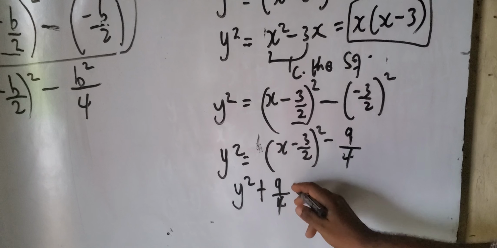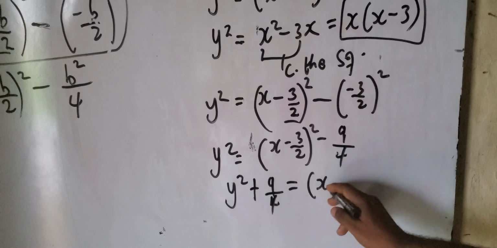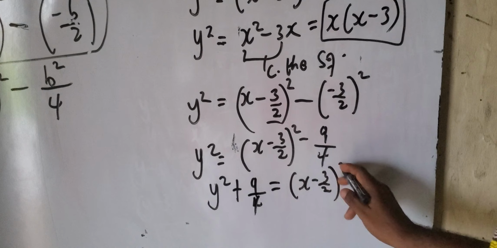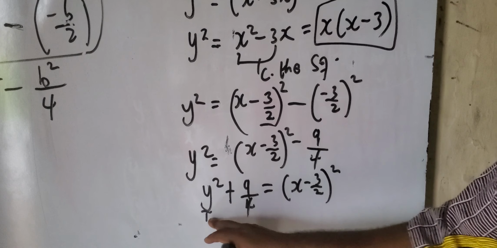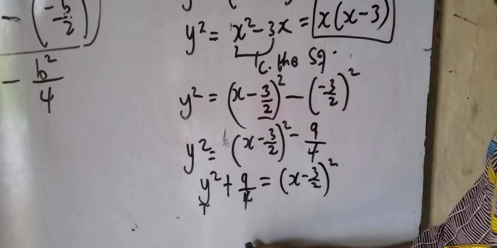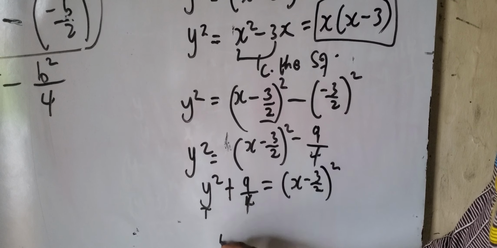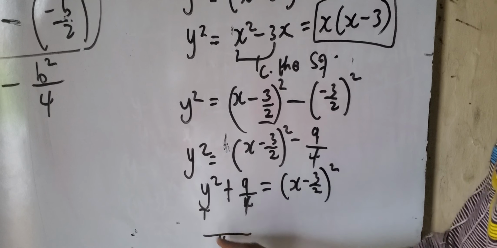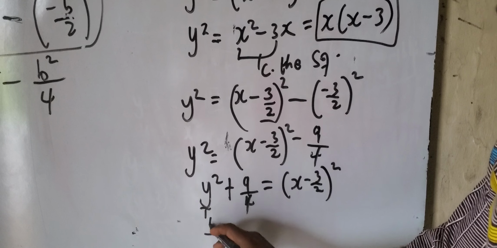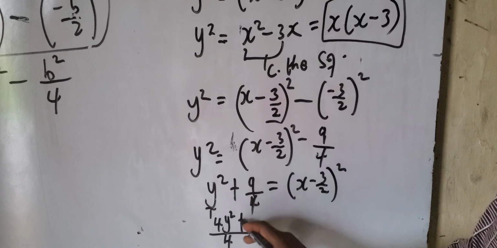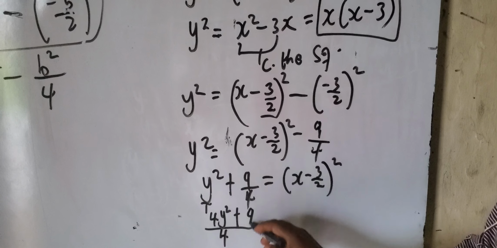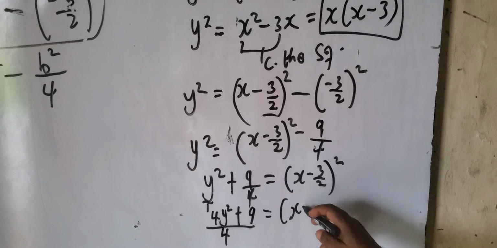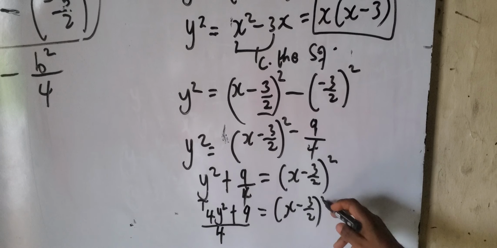Plus 9 all over 4 is equal to (x minus 3) all over 2, squared. Now here I can find the LCM. The LCM of 1 and 4 is 4. So I can write it as 4. 1 in 4, 4 times y squared gives us 4y squared. Plus 4 in 4, 1. 1 times 9 gives us 9. Is equal to (x minus 3) all over 2, squared.